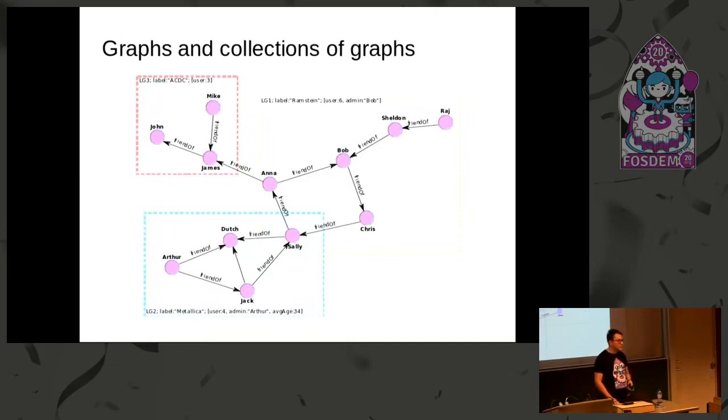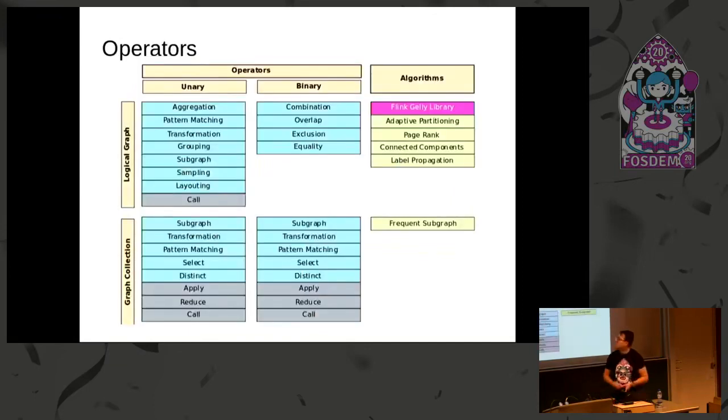The second feature that comes with GRADOOP is a set of operators. Since we have those two classes, logical graphs and graph collections, we can divide our operators into two classes: one that can consume one or two logical graphs, and one that can consume one or two graph collections at a time. For example, our grouping operator up there consumes a logical graph and produces a logical graph. On the other hand, our pattern matching operator consumes a logical graph and creates a graph collection. In addition, we are also able to run graph algorithms on logical graphs.